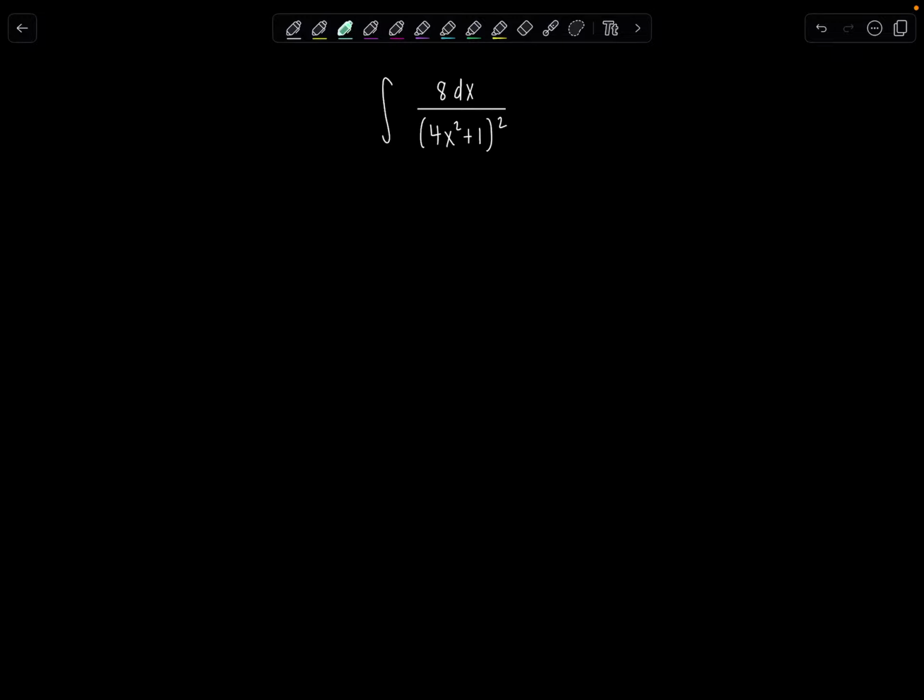Here is your latest integral of the day. We have the indefinite integral of 8 dx over (4x squared plus 1) quantity squared. So pause the video if you want to try it on your own.